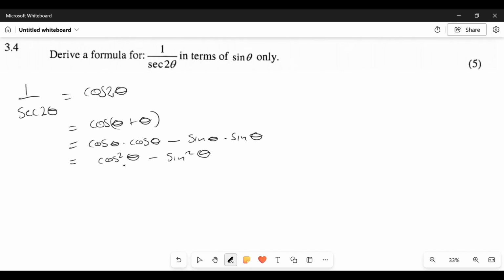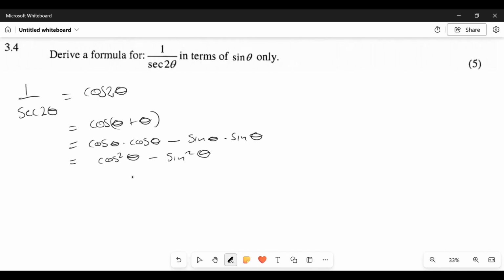Guys, this is a double angle identity. There was no need for you to do the first two steps. If you understand that cos 2 theta is the same as cos squared theta minus sine squared theta, then it's fine, but you can always show this as well.